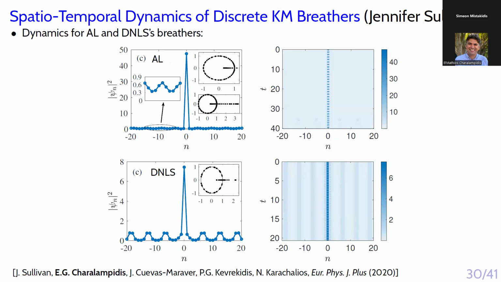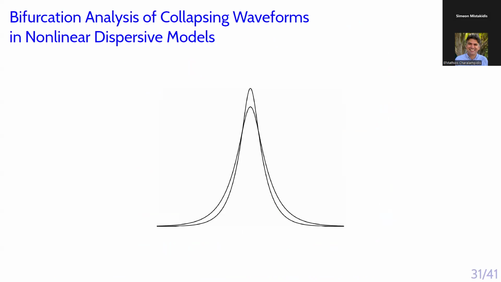And here is a direct comparison between the Akhmediev-type solution that we got and the DNLS one. Over the time propagation, those solutions are robust over many periods, I would say. So although they are unstable, they may have some chance to be observed in experiments.